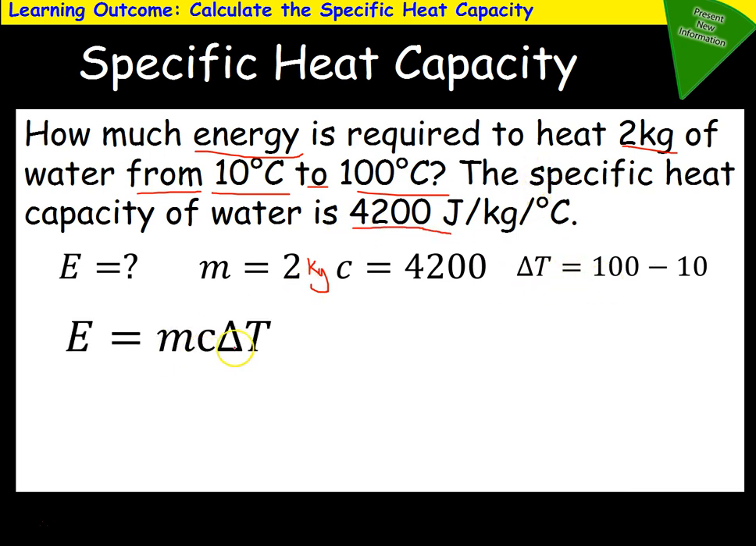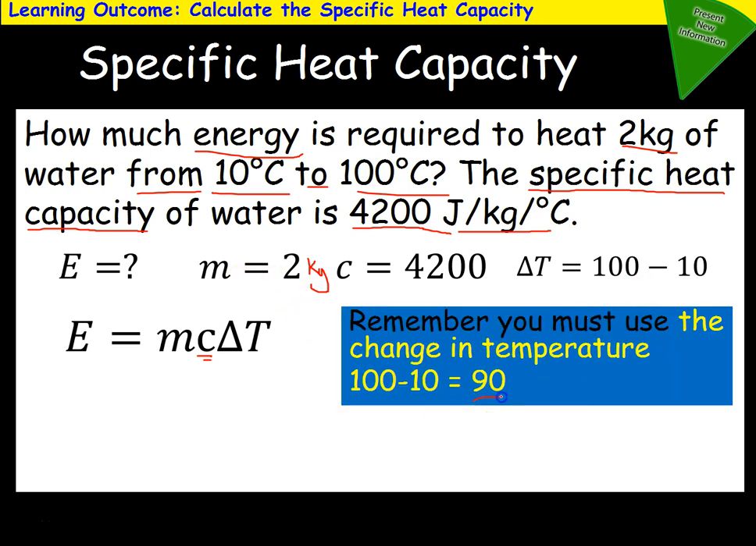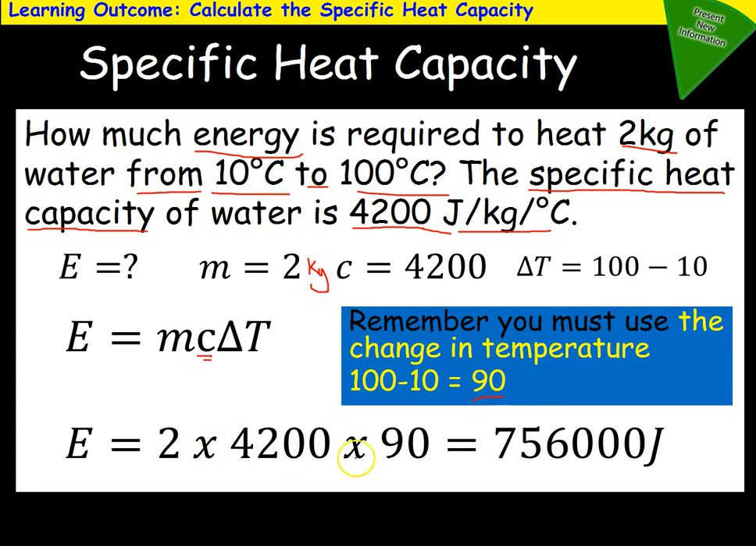Straight away, we then do step 2, which is we write the equation. This is a really easy equation to use, remember, because it's the only equation with specific heat capacity in. Anytime you see the phrase specific heat capacity in an exam question, and then there's a number followed by a unit, you know you're going to have to use this equation. Then we put our numbers in, and don't forget it's a change in temperature. So 2 times 4,200 times 90 gives us 756,000 joules. So why is water used in our central heating? Because it can store an awful lot of energy.